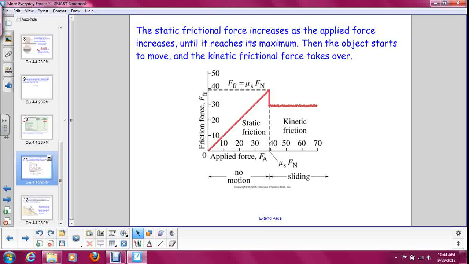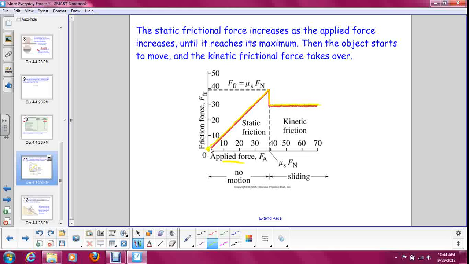So the static frictional force increases as the applied force increases. That means for the box on the floor, you start pushing right here. This is where you apply a force. At first you don't push very hard, right? Your applied force is pretty small. But then you push harder and harder, and it still isn't moving, this darn box. So you push harder and harder, and then all of a sudden it starts moving across the floor.